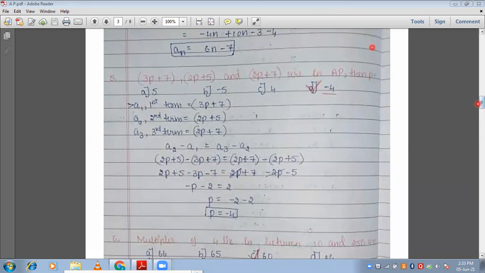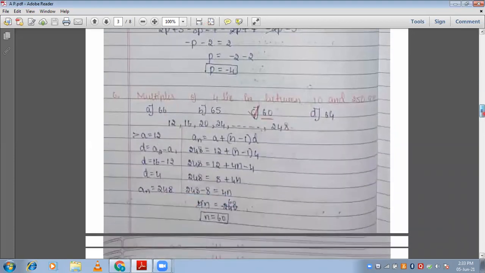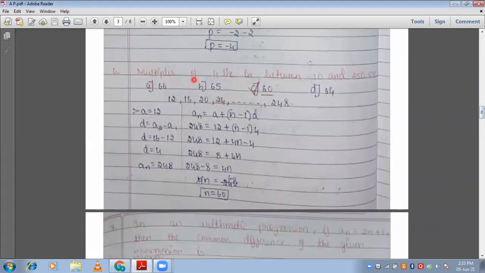Next sum, the multiples of 4 that lie between 10 and 250 are dash. Yes, so you need to find the multiples of 4 that lie between 10 and 250. Is 10 divisible by 4? No. Is 11 divisible by 4? No. Yes, 12 is divisible by 4. Easily you can divide this one. 4 ones are 4, 4 threes are 12. Yes, 12 is divisible by 4.